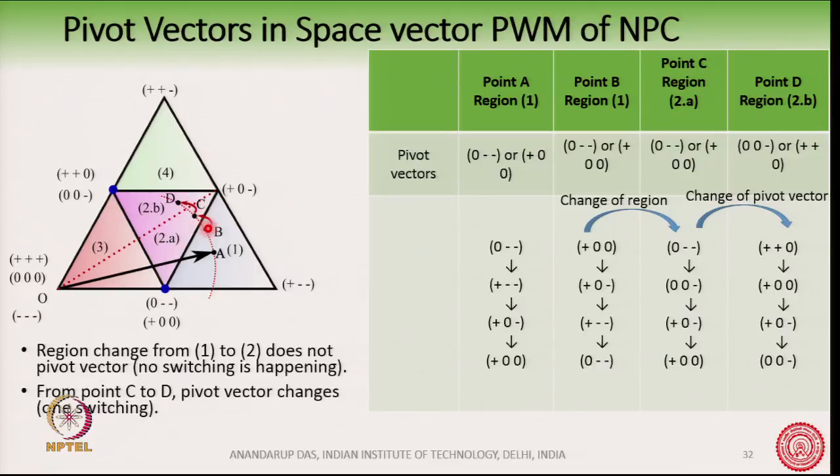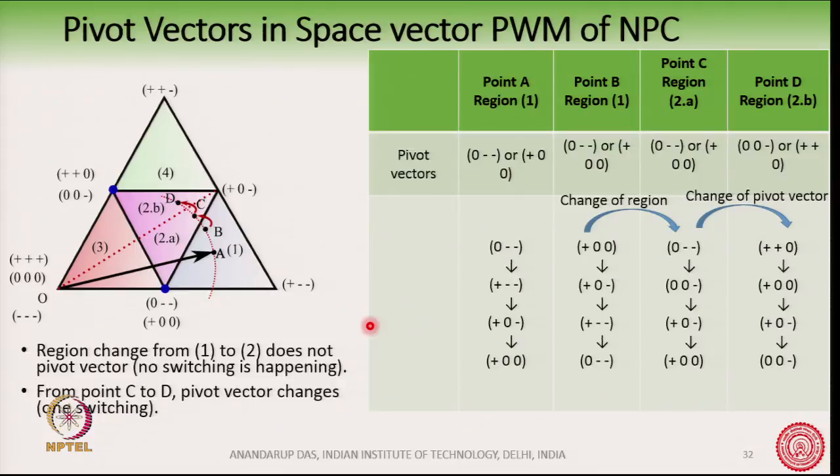Now, in the next sample, this vector has moved to position B. Okay. It has moved to B. So, what we will do at B is switch this plus 0 0 to plus 0 minus, plus minus minus, and 0 minus minus. So, we first made an anti-clockwise movement, and then at point B we made a clockwise movement.